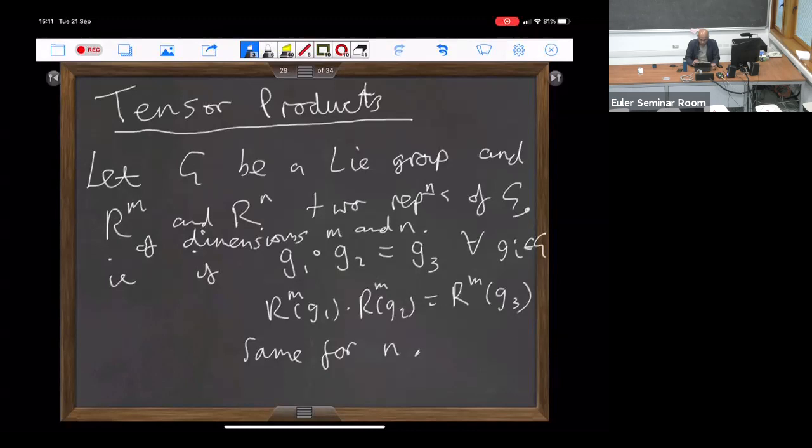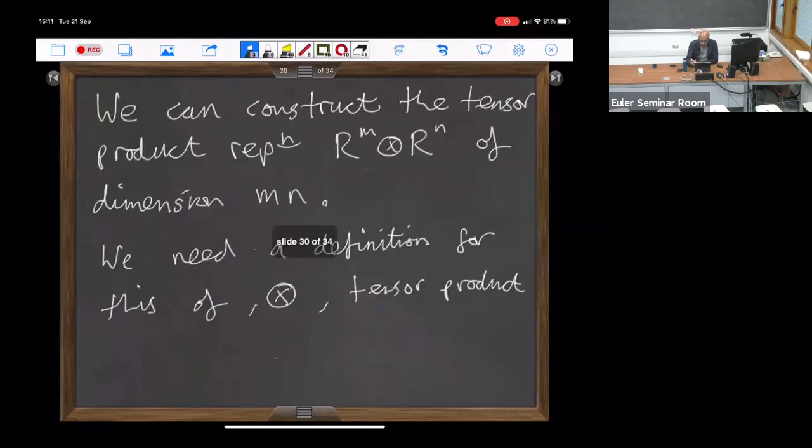So a representation is this homomorphism between the elements and the matrices. And the same relations are obviously true for any other representation of dimension n. Now, from the m and the n dimensional representation, I'm going to construct a much bigger representation of dimension m times n.